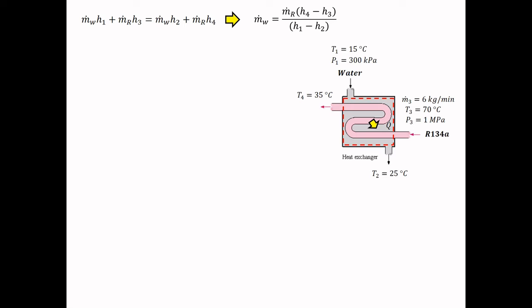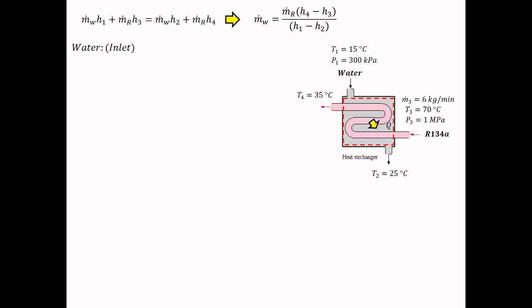Because the question asks you to determine the mass flow rate of the water, rearrange the equation so that we have the specific equation for the mass flow rate of the water. So m dot water equals m_R dot multiplied by h4 minus h3, divided by h1 minus h2. In order to get this, we need to determine the values of h1, h2, h3 and also h4. The value of m_R dot is already given, 6 kg per minute. After this, we need to determine the value of enthalpy for each state involved.